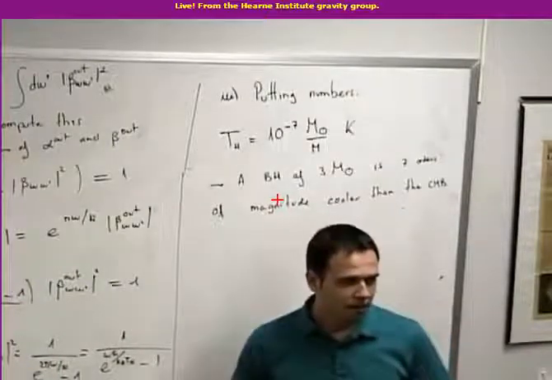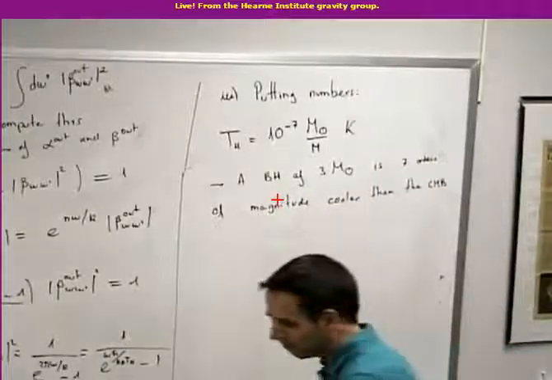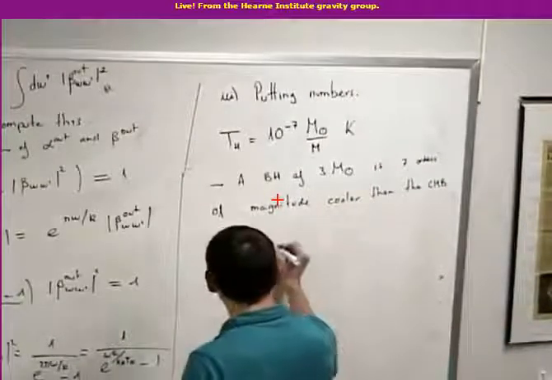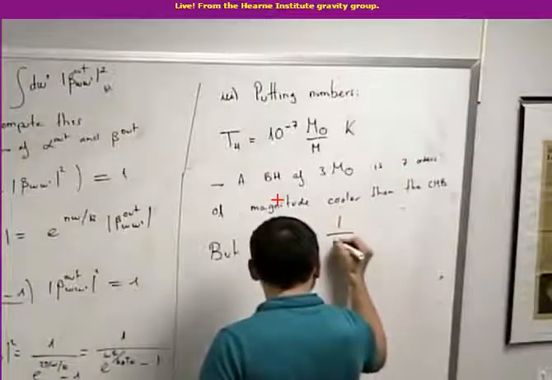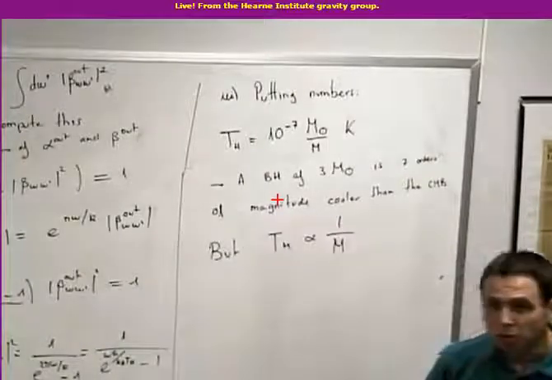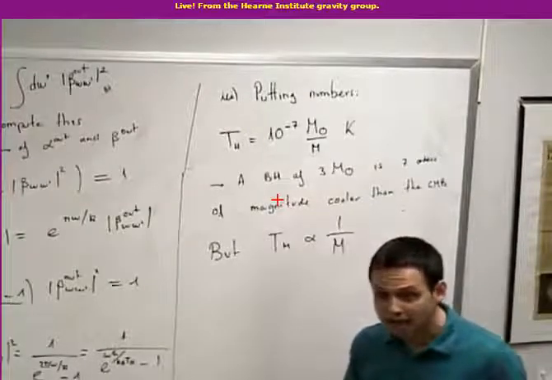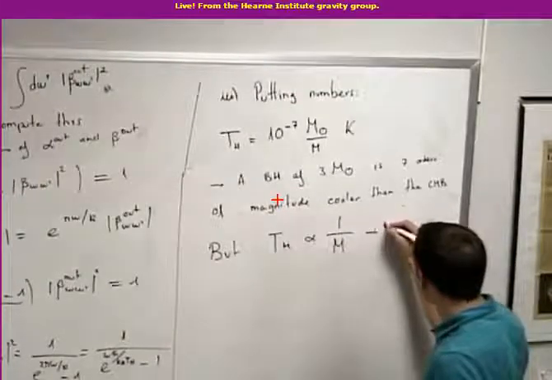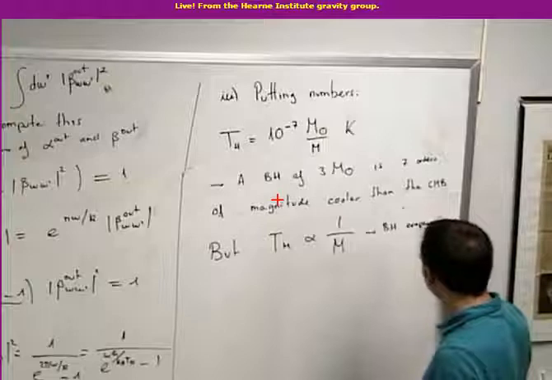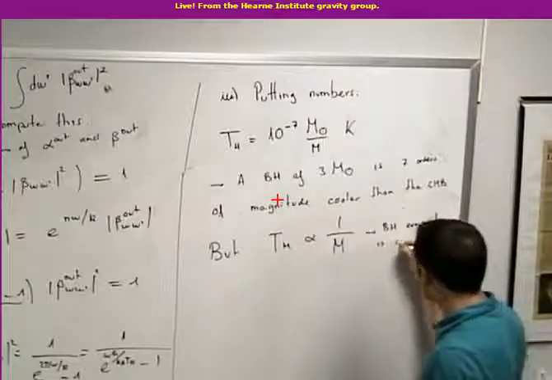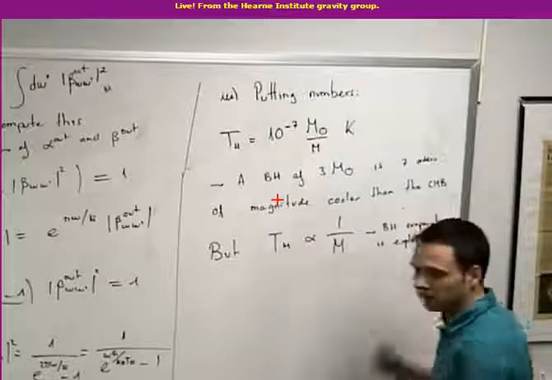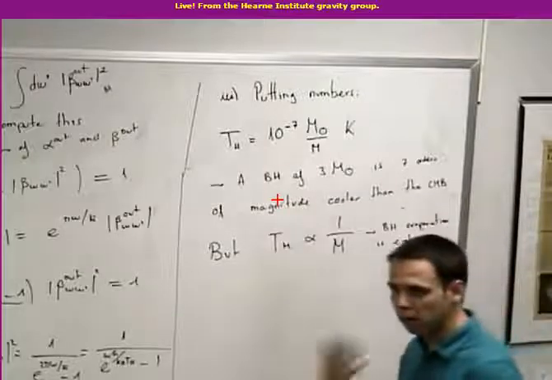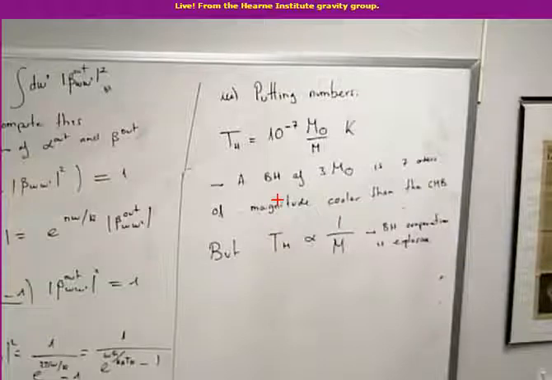So you need a micro black hole. But the good thing is that the temperature is proportional to 1 over the mass. So if the holes evaporate, they lose mass, they become hotter. They lose more mass, they become hotter. So black hole evaporation is explosive. The more they emit, the more they heat up. And this is quite remarkable.